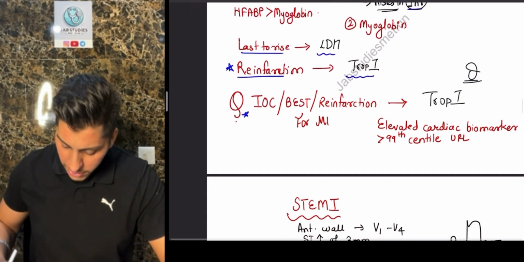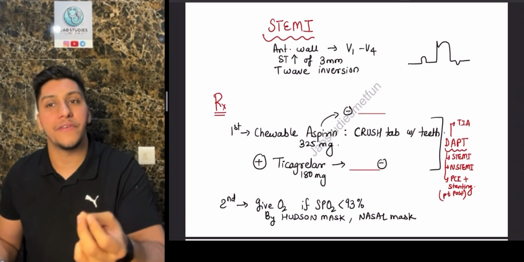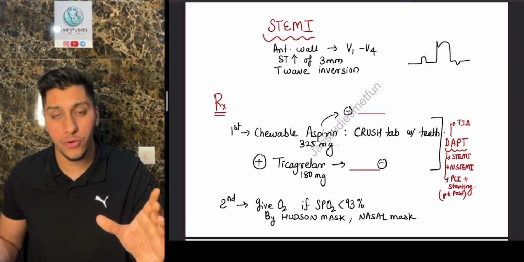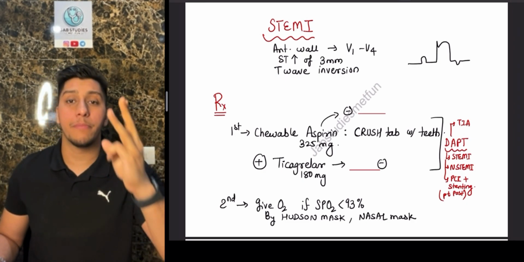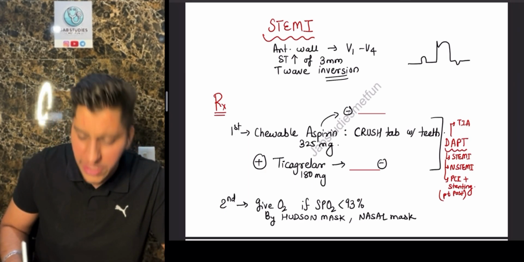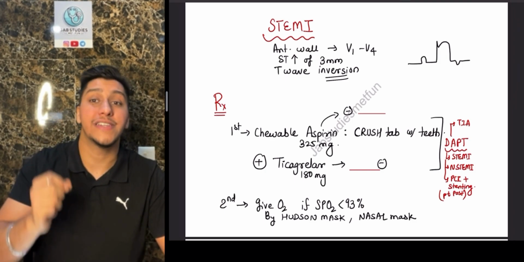Now, what is STEMI? STEMI full form is ST elevated MI. What do you see in this? Mostly you'll see it in the anterior wall, V1 to V4 also. ST is going to be elevated by up to 3 mm with respect to the ECG changes, and along with that you will have T wave inversion. The important thing over here is they're going to ask you what is the treatment.